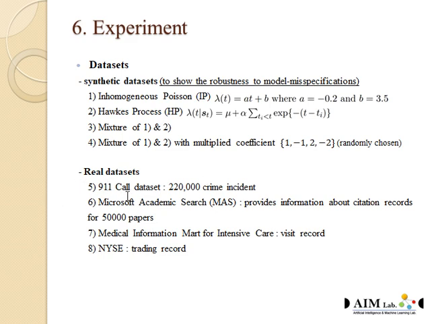The real data sets are the following. First, the 911 call data set, with 220,000 crime incidents, and Microsoft Academic Search (MAS), which provides citation records for 50,000 papers, and medical information mart for intensive care. I don't know exactly what it is, but it is a visit record of hospital patients. And NYSE is a trading record, which is from the economic market.